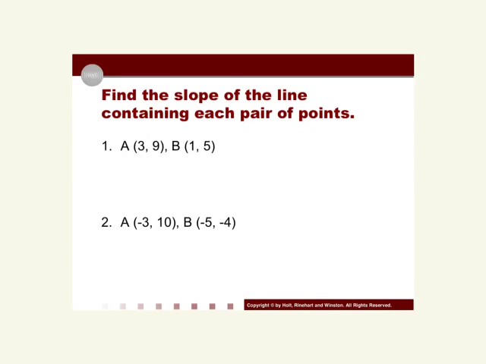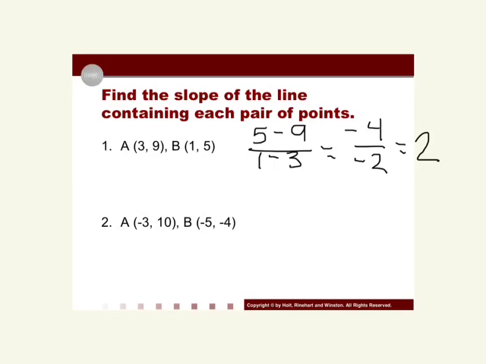So now you pause and do these ones. So our second y is 5 minus our first y, which is 9, over our second x, which is 1, minus our first x, which is 3. This equals a -4 over a -2, which is a +2, not a negative.